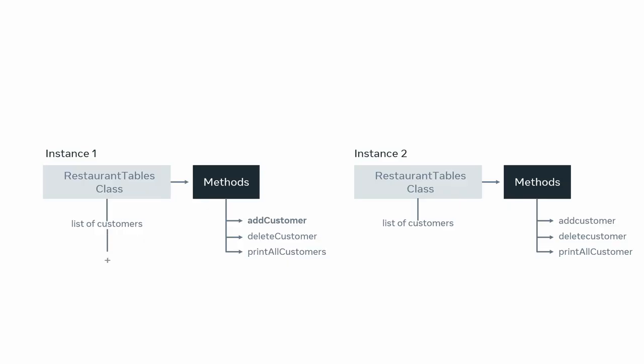A new customer is then added to the customer list by calling the addACustomer method, which is accessed by Instance 1. Despite the two instances having access to the same class, Instance 2's customers list has not changed when a new customer is added to Instance 1. This would be considered a data conflict, and that is a problem.